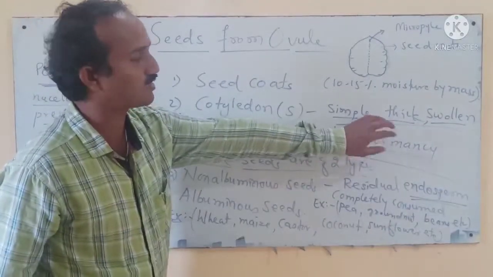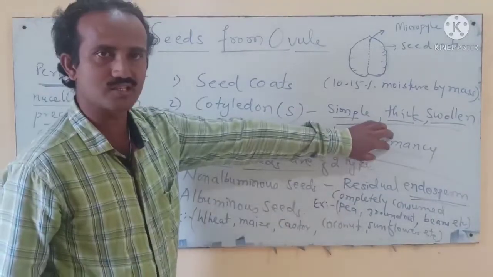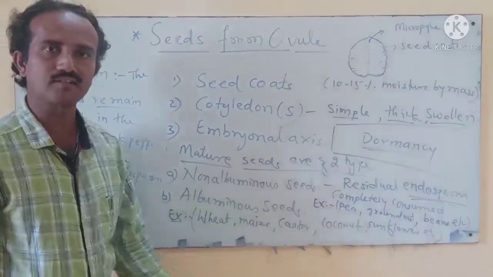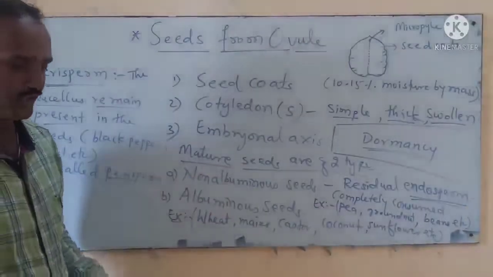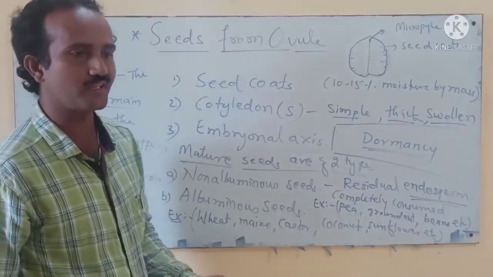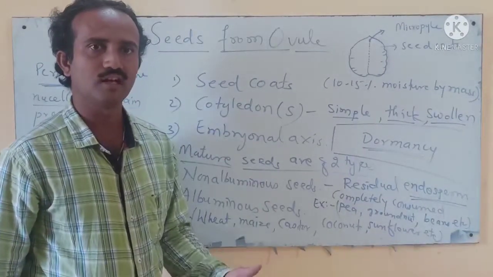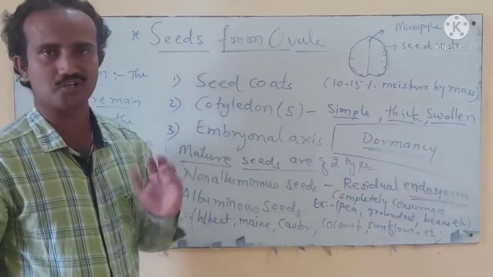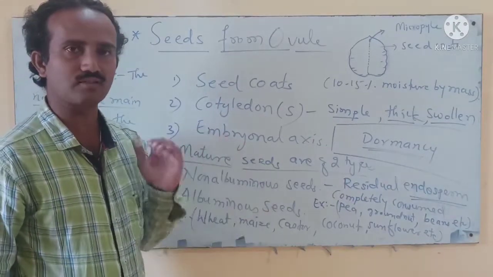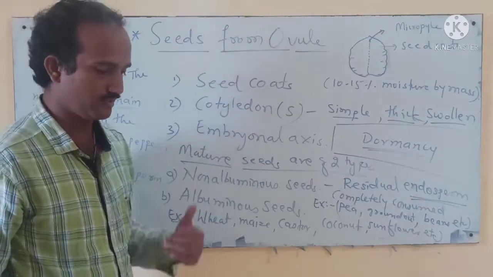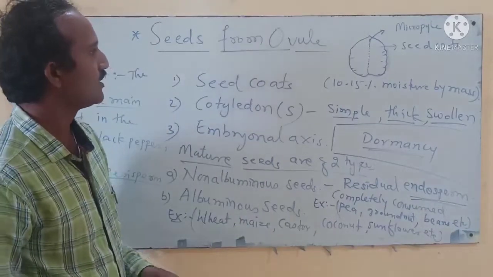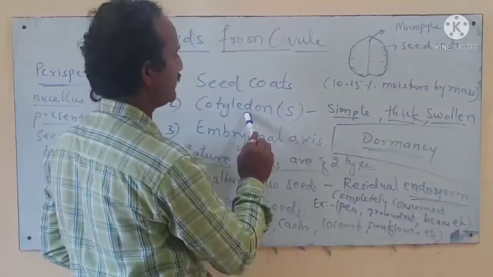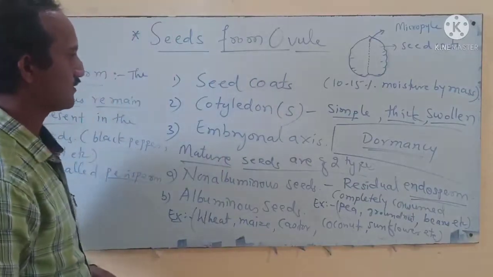When it is in the dormancy stage, or the inactive stage, if the seeds get favorable conditions, meaning adequate moisture, adequate oxygen, and suitable temperature, they germinate. So seeds have the seed coat, cotyledons, and embryonal axis.